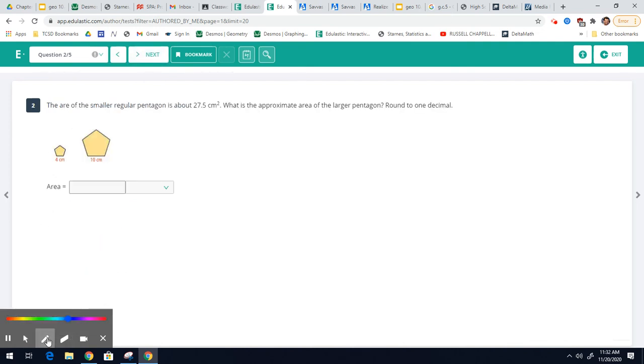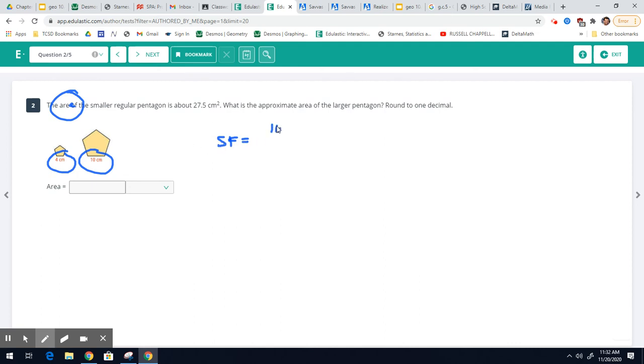Okay, so now it says the area of the smaller regular pentagon is 27.5 centimeters squared. What is the approximate area of the larger pentagon? Round to one decimal. So again, we're doing an area. This should say area, sorry. We're doing an area problem. So when I look at these two figures that are similar, I do see a pair of corresponding sides. So let's first find the scale factor.